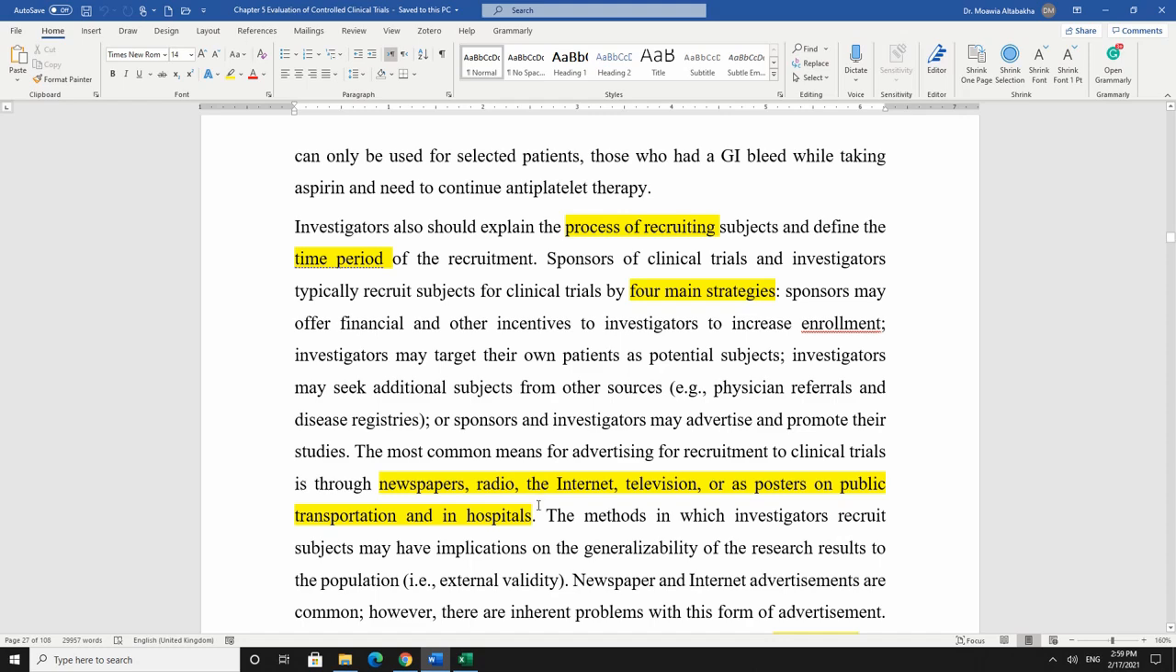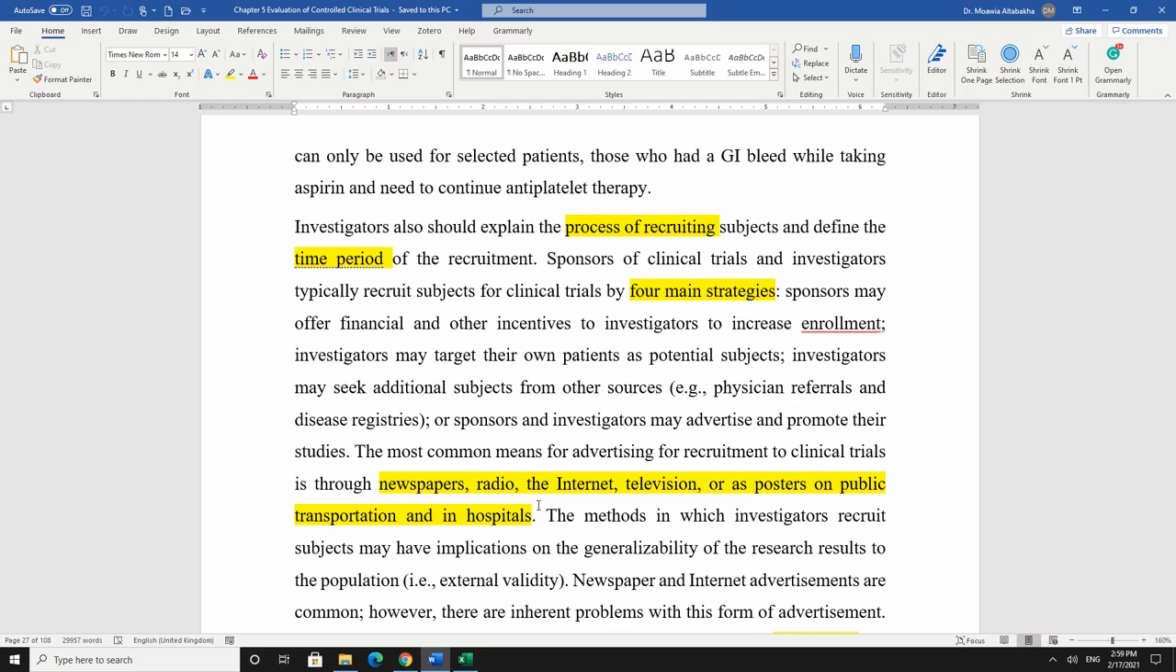Now, how are subjects recruited? Let's say there is a clinical trial and it's requiring subjects. How can this be done? How can they be recruited?